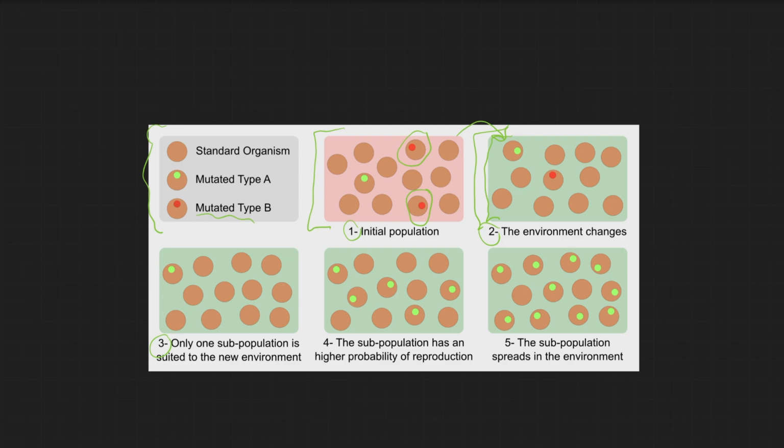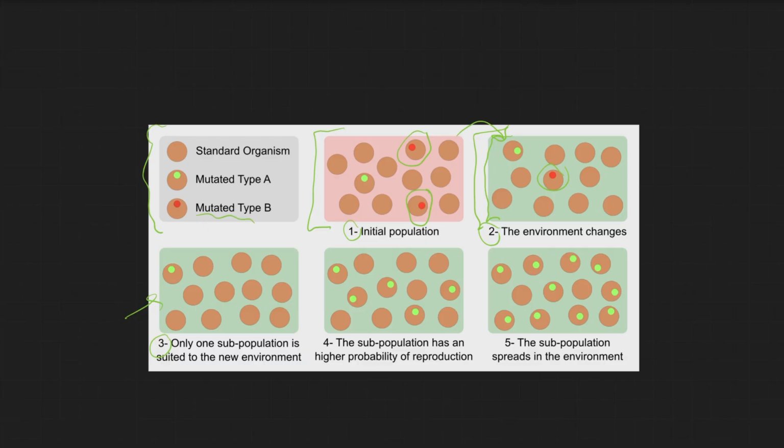Now from step 2 to step 3, something is going to change. As you can see, the organism with the red dot disappears. So in step 3, you will not find the organism mutation type B, because this can happen when the environment is not going to change for a very long time. And what happens is that the mutation type B is just going to get extinct. It's going to disappear from the population.